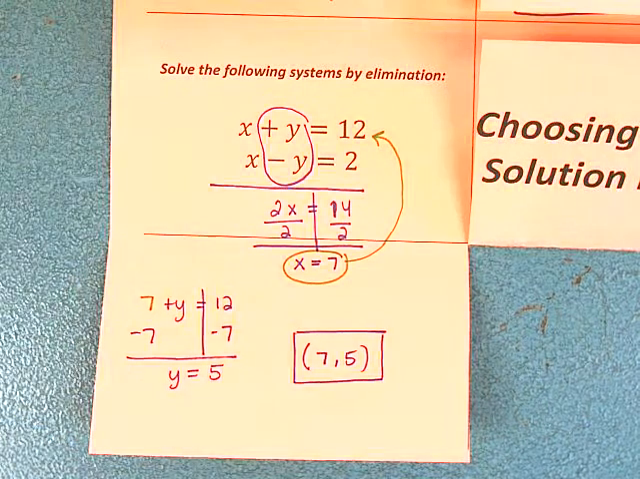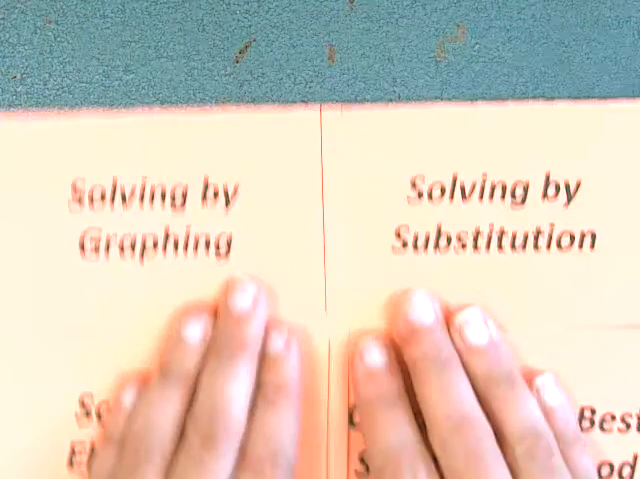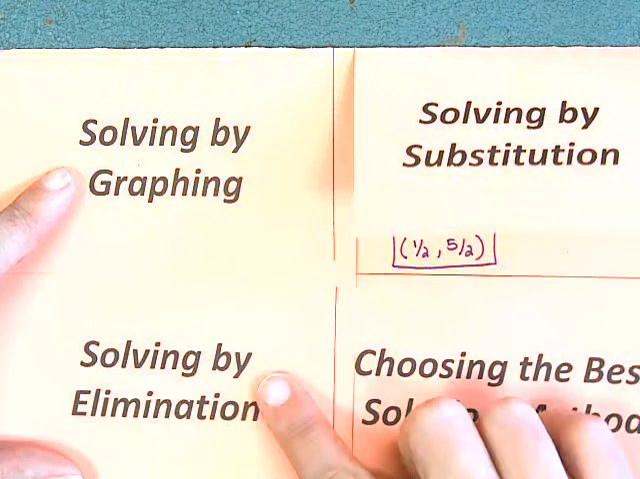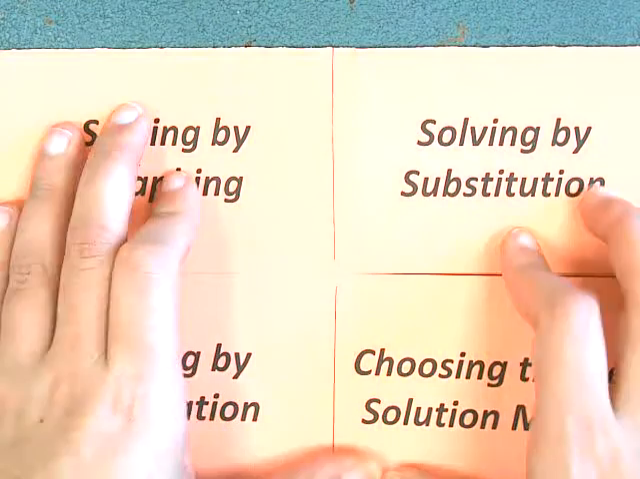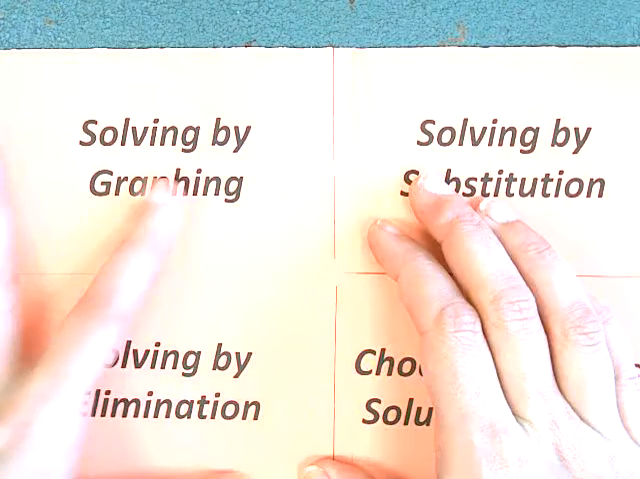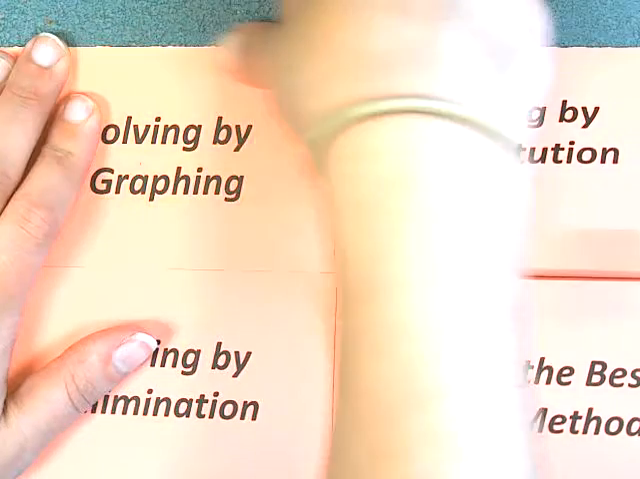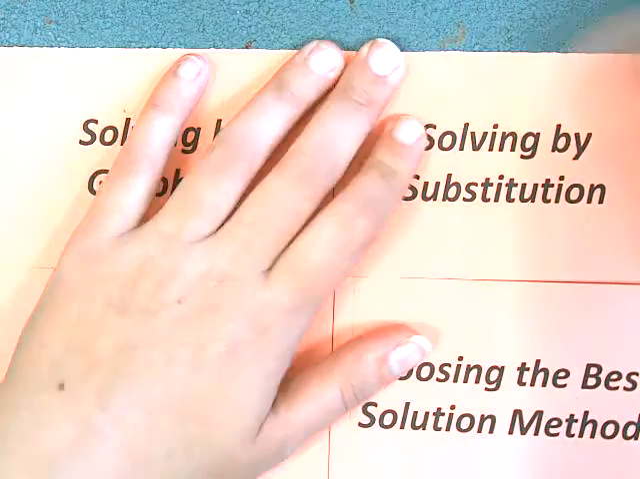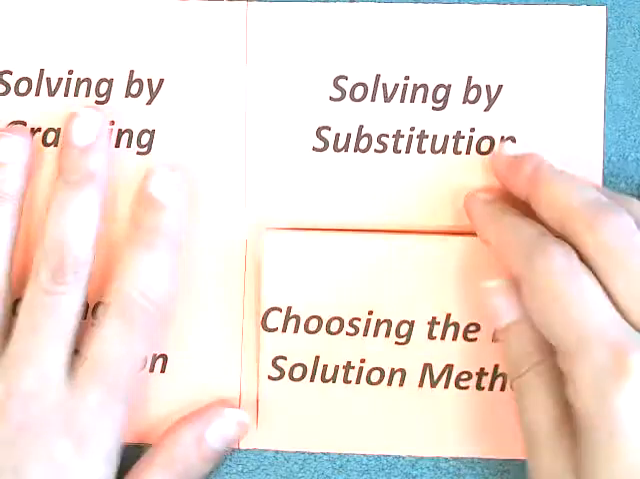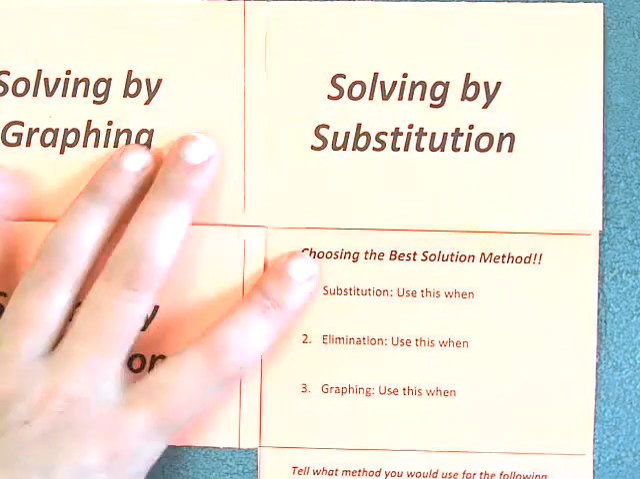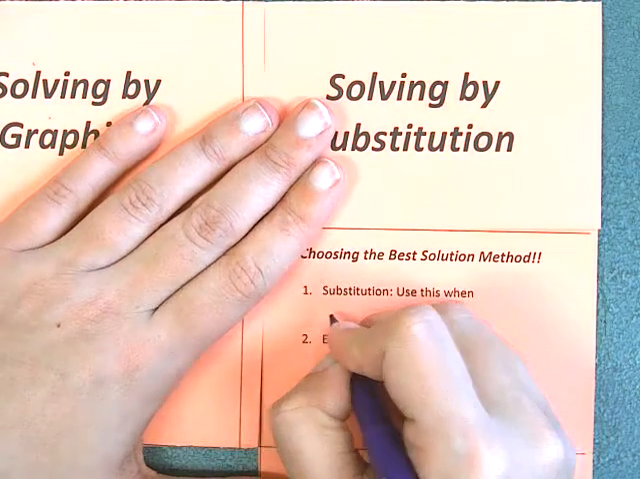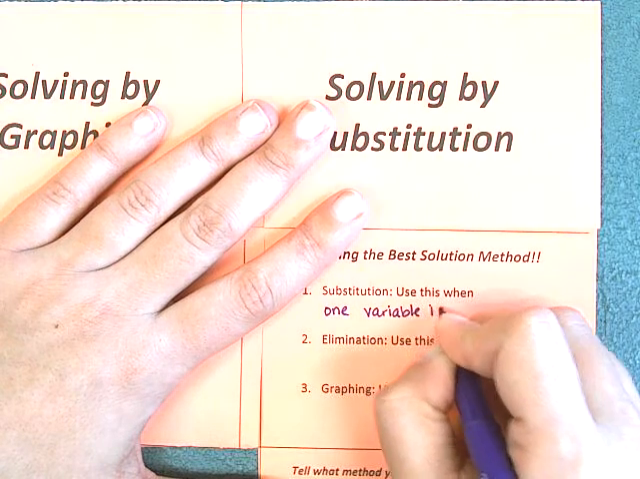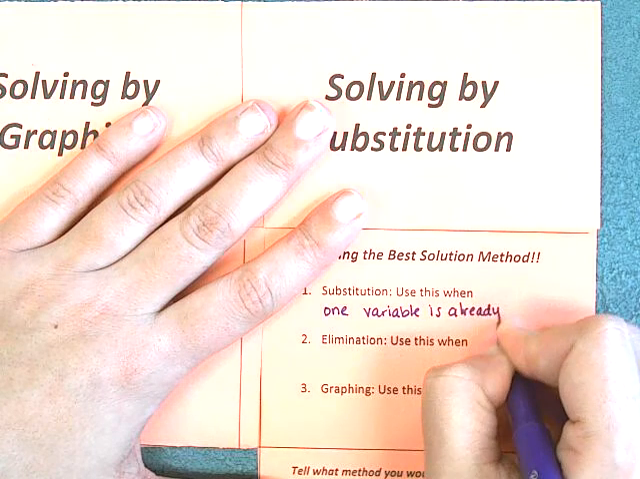Those are our 3 options for solving. We can solve by graphing, we can solve using substitution, or we can solve using elimination. The question is, when should we choose which one? So the last thing we're going to talk about today is how to make your life easier by choosing the best method possible that will solve the problem the fastest way. When should you choose substitution? Use this when one variable is already isolated.